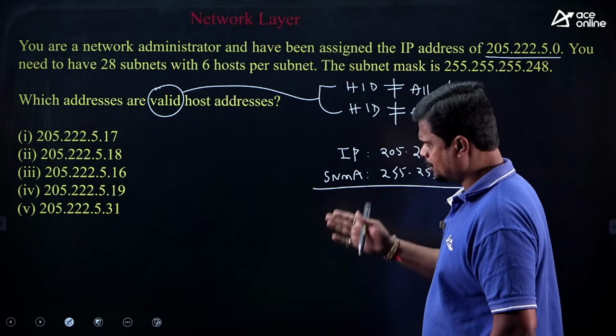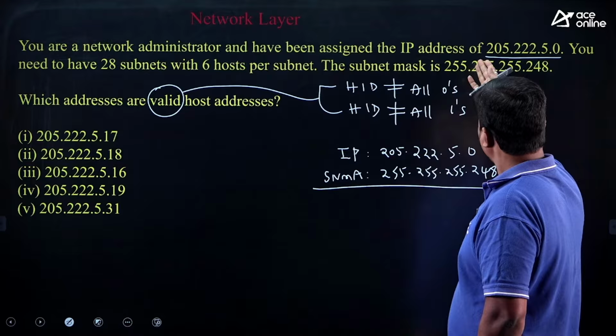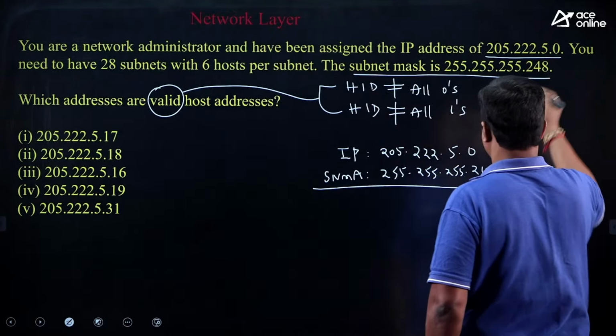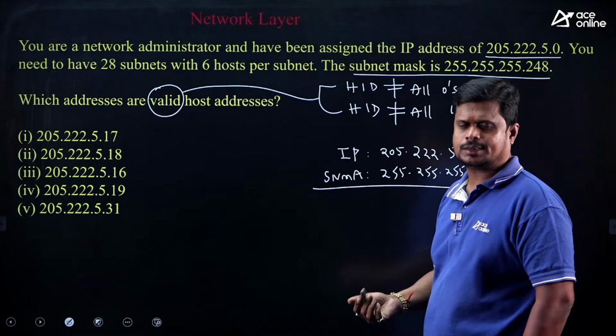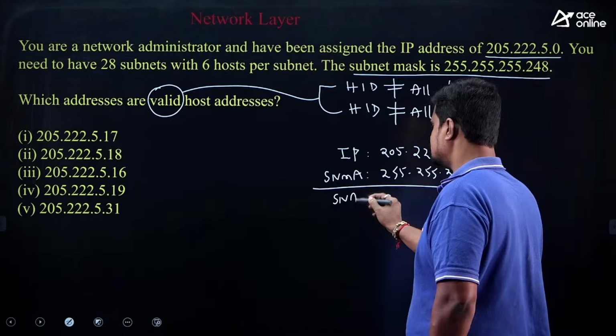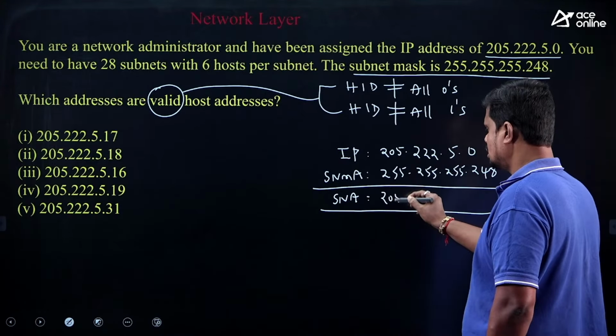Coming to this same question statement, the IP address is given as well as the subnet mask address. When you have the IP address and subnet mask address, what can you calculate? You can find out the subnetwork address. So let us calculate the subnetwork address.